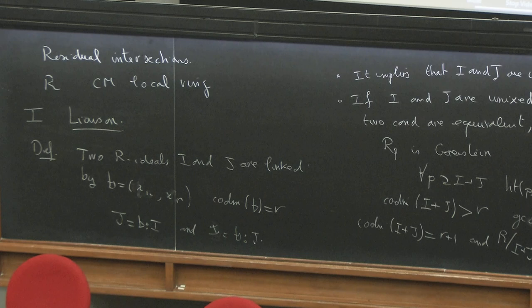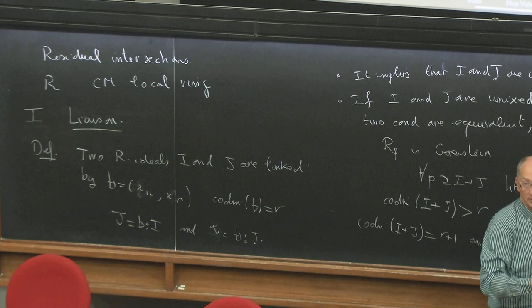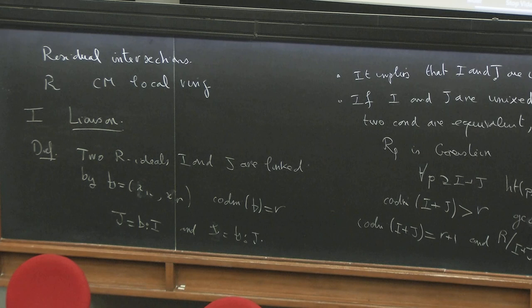The thing might not be reflexive locally on the intersection. I mean, you're really not Gorenstein, even at the generic point. But if you do geometric linkage, you don't need to ask both. So this is another thing.